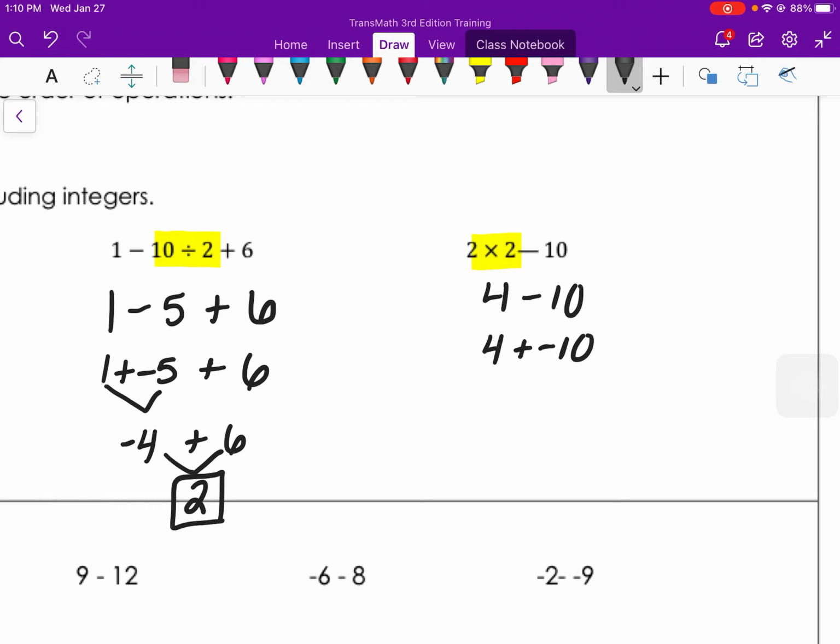So the different signs, the difference between 10 and 4 is 6. And then it's negative 6 because 10 is negative, and so you have more negatives left.